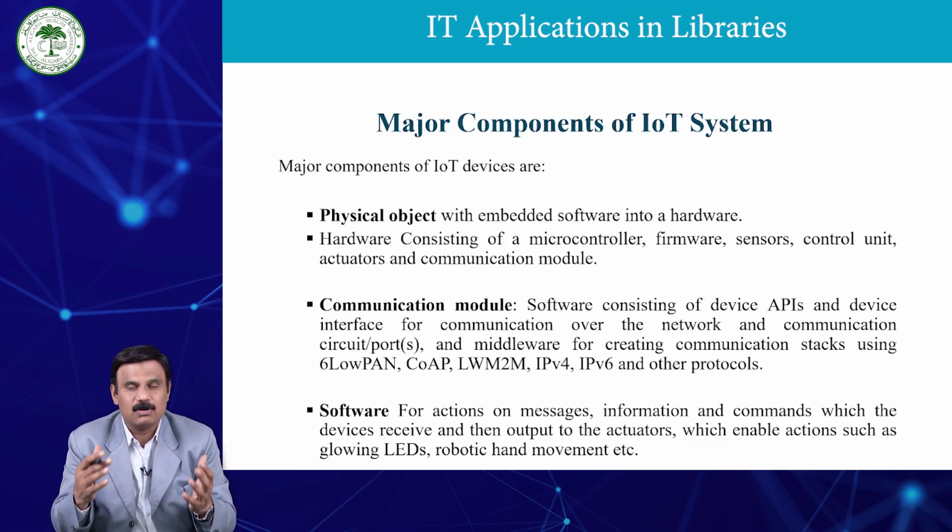Learners, now let us discuss the major components of an IoT system. The major components of IoT devices are: first, a physical object; second, a communication module; and third, software. The physical object means embedded software in hardware. Hardware consists of a microcontroller, firmware, sensors, and a control unit.